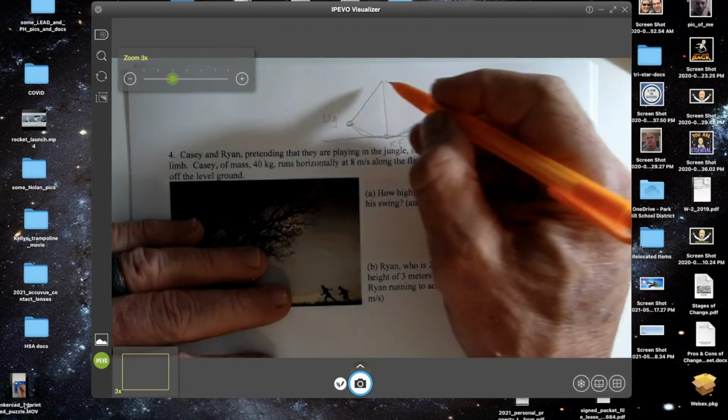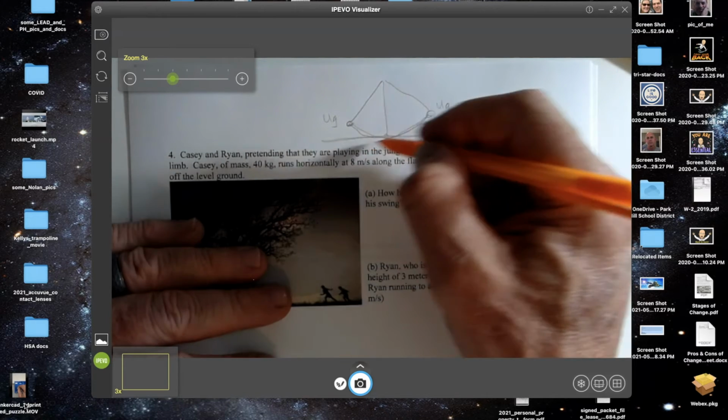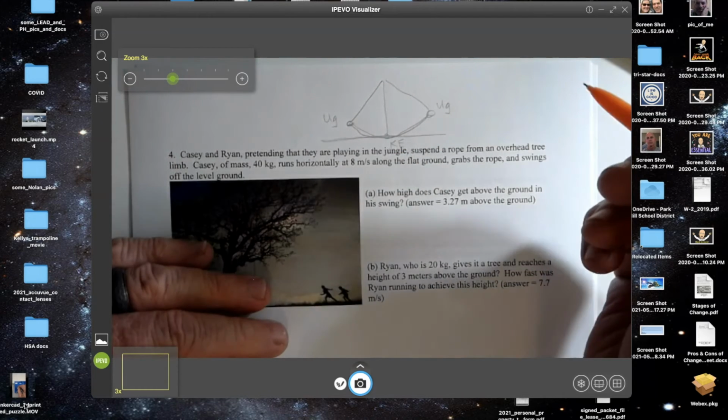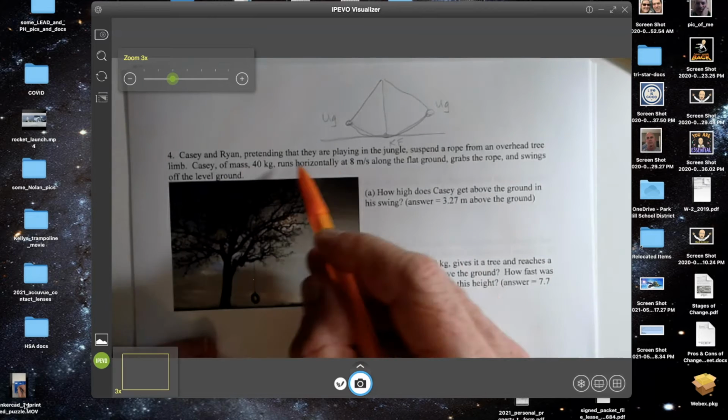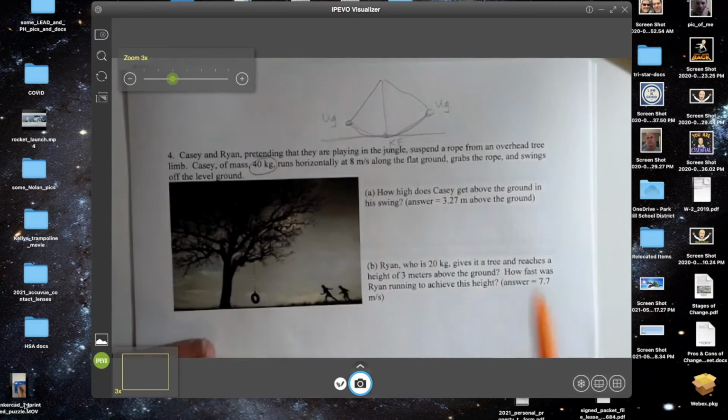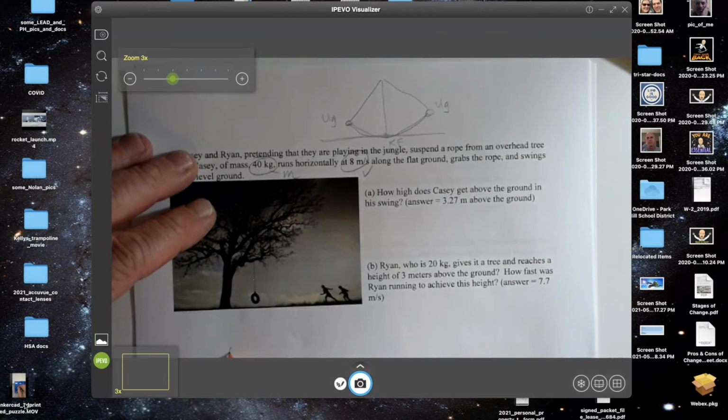In a real pendulum, though, there's a little bit of friction and air resistance, and over time, the back and forth motion will settle down until finally it's not going back and forth anymore. Well, in this case, we have my two boys here playing on this swing, and Casey's got a mass of 40, and he's got a velocity of 8, so there's your mass, and there's your velocity. So he's running along the ground here with kinetic energy, and he goes towards the swing, catches the swing, and then goes up.